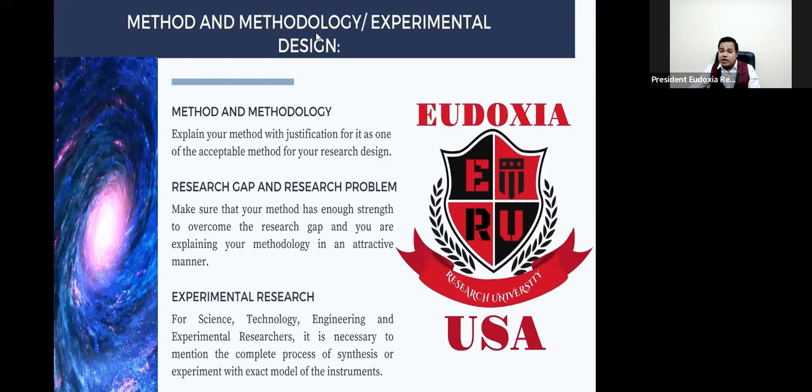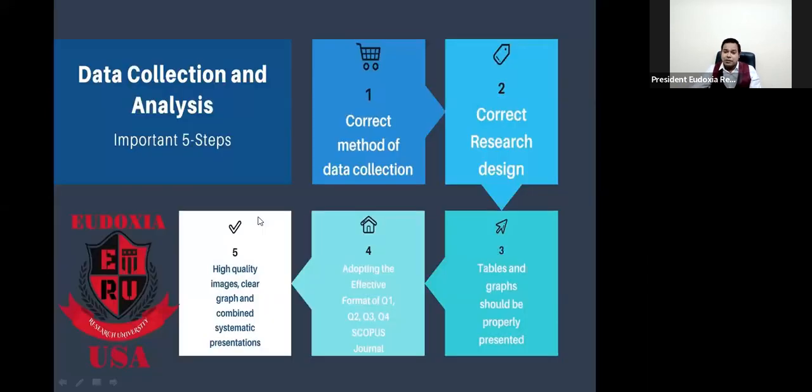Okay. Now, if we move forward, we have to understand the data collection and analysis part. Everyone has a different research design: someone has a mixed method, qualitative, or quantitative. But the fact is that how to present your data in your research paper is very important. So the correct method of data collection should always be there. You have to mention that you are adopting this method for data collection.